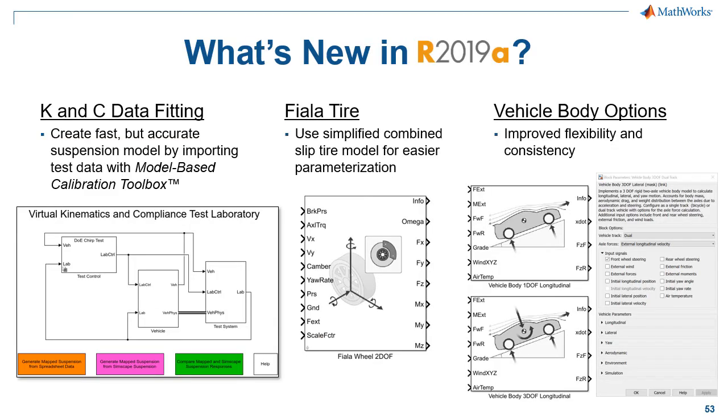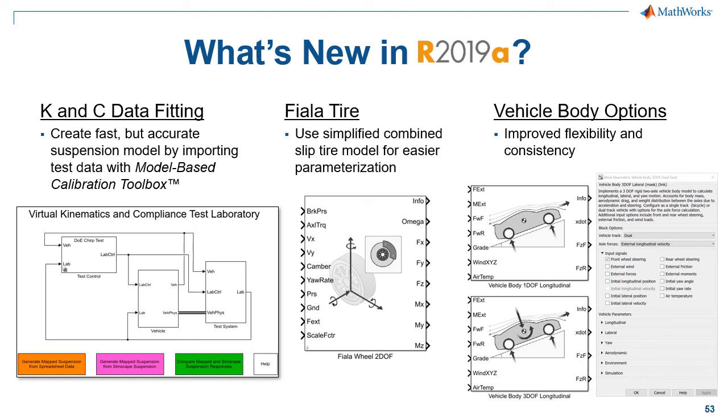Since release 2019A has just been released, I thought we could highlight some of the new features. During the presentation I showed the constant radius application, which is also new in release 2019A. Another demo that's also new is the Virtual Kinematics and Compliance Test Laboratory. You can use this to create fast but accurate suspension models by importing your test data utilizing the model-based calibration toolbox.